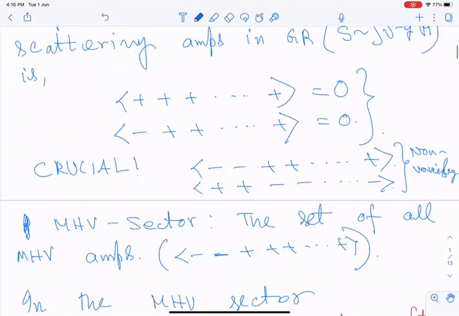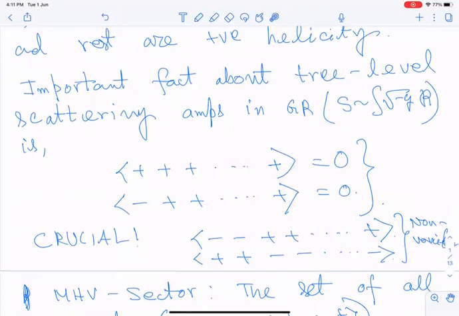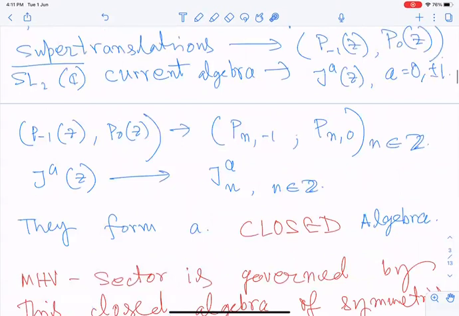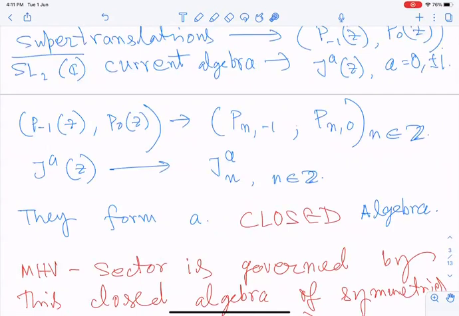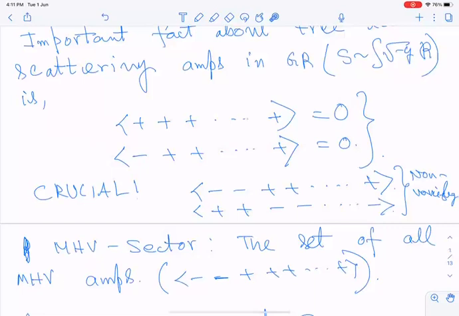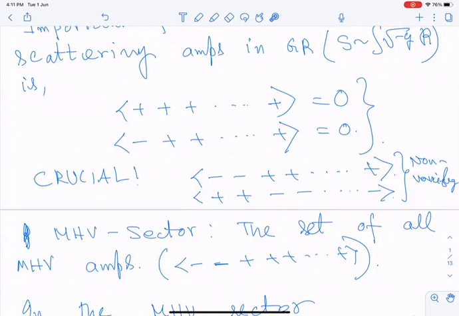Let me first go through this one, because the second one is algebraic. This is where it actually enters. These are the important facts. Are they like initial conditions? I mean, these two conditions, am I supposed to think of them as initial conditions to the differential equation? No. These are physical: the statement that the MHV sector is governed by this closed algebra, with P-1z, P0z, and JAZ, is because of this condition. The closure depends on that.